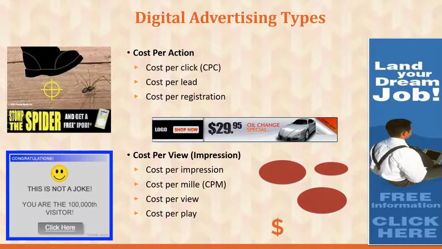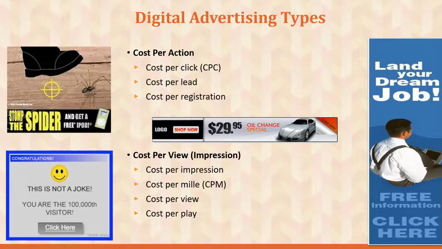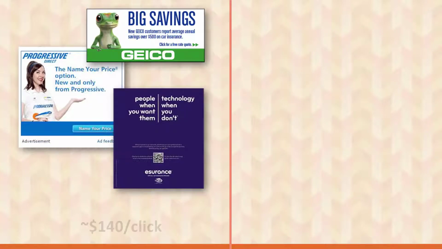So if you click on an auto insurance ad, will that company really pay $140? After all, that's about a month's premium for some of us. They might pay that if you clicked on a display ad on the web while visiting sites contextually related to auto insurance. But other channels have different costs.